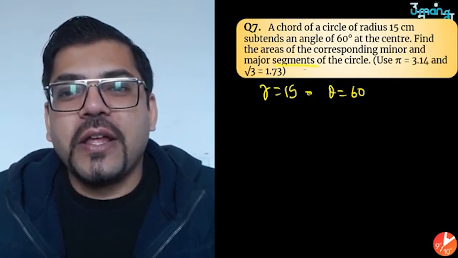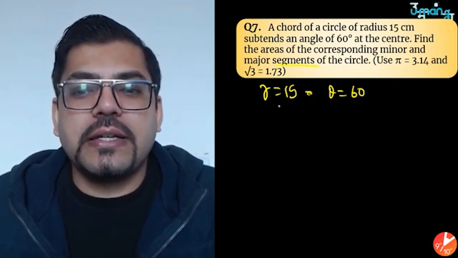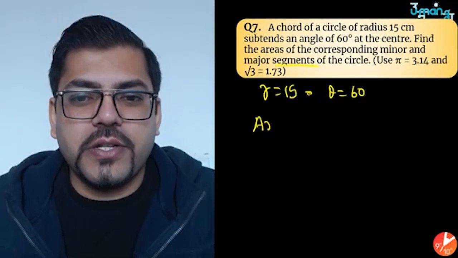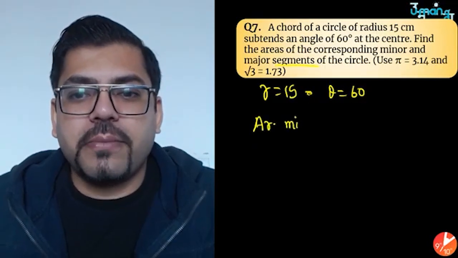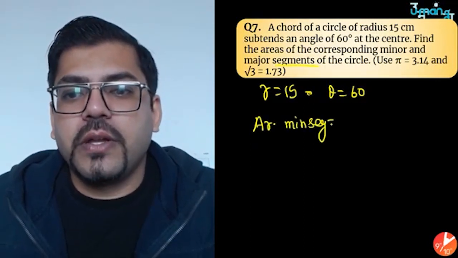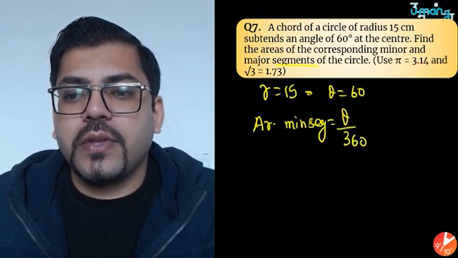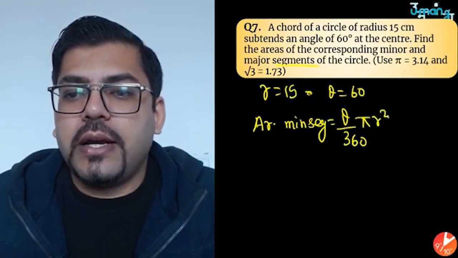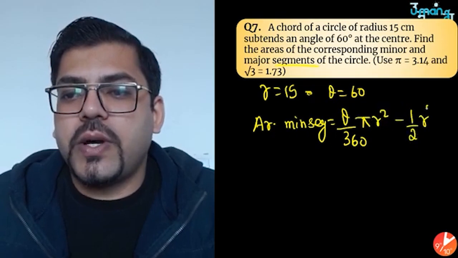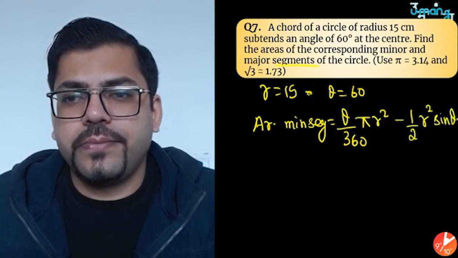So let's do that. First of all, this is a minor segment I'm just finding. Let me find that area, the minor segment. We all know the formula. It's theta by 360 into pi r square, and then minus half r square sine theta. That is the formula.